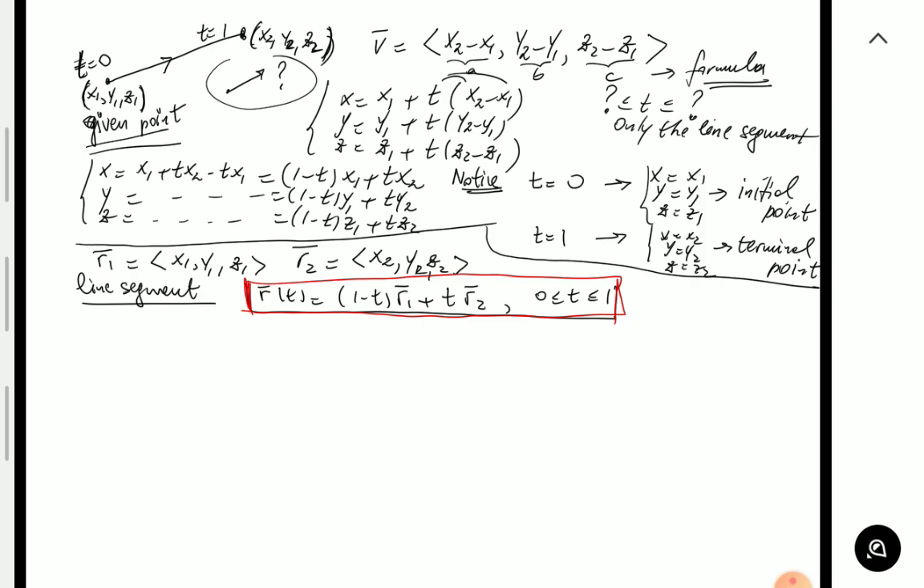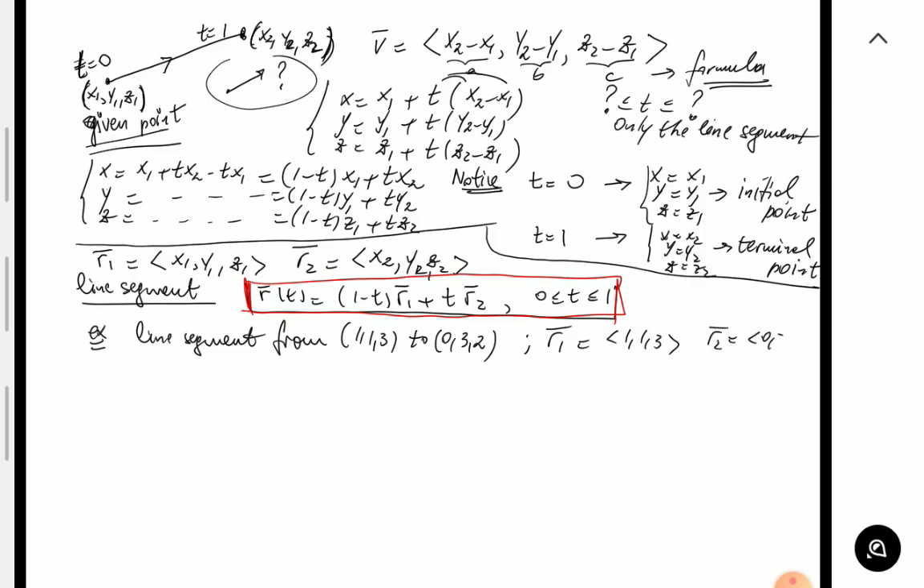Let's do a quick example. Let's say I want the line segment from the point (1, 1, 3) to the point (0, 3, 2). So the position vectors will be <1, 1, 3>. Again, it looks like I write the same thing, but it's not really the same. I'm talking about the actual vector pointing to that point. That's why it has the other notation with the brackets, <1, 1, 3> and <0, 3, 2>.